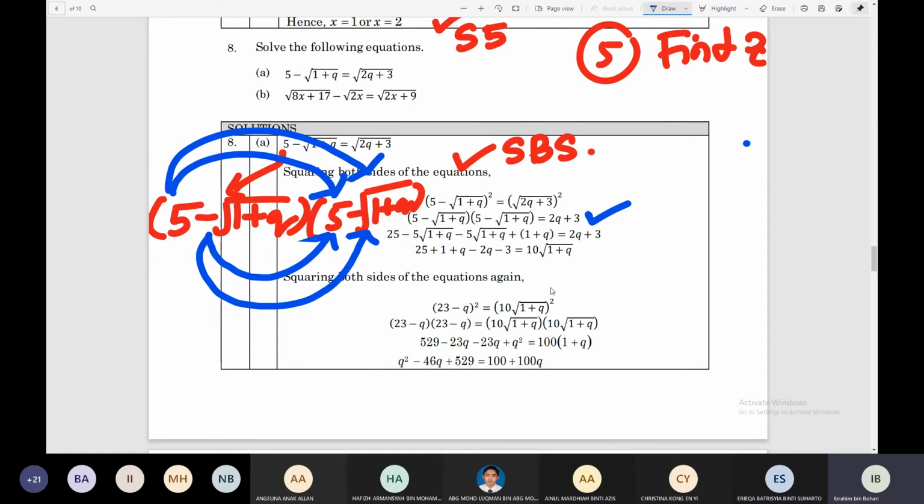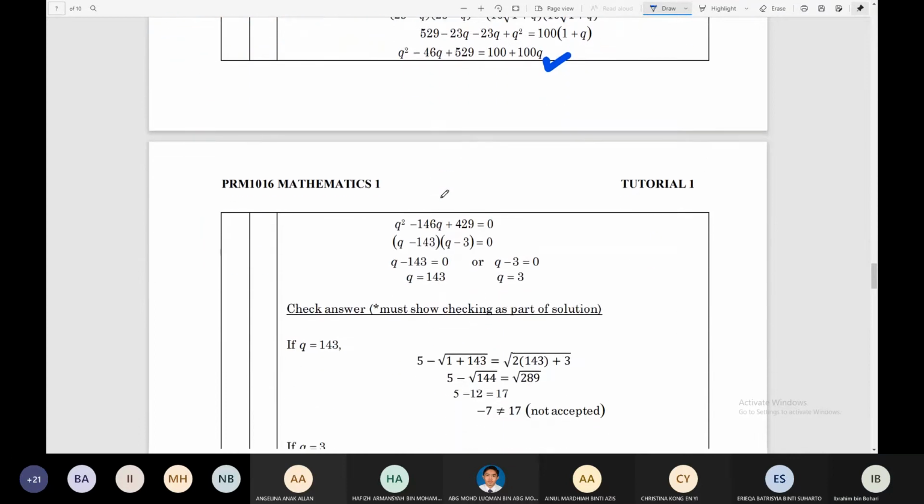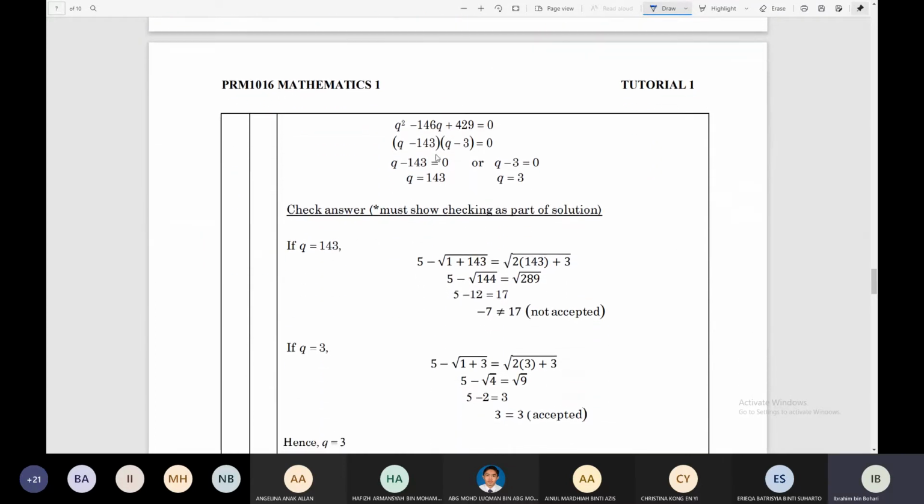And the second, squaring both sides again. This is the second time, SBS. Okay. So 23 minus q times 23 minus q, and here equals 10 root of 1 plus q squared. Okay. And then the answer equals q squared minus 46q plus 529 equals 100 plus 100q. Factorize the equation, (q minus 143)(q minus 3) equals 0. And q equals 143 and q equals 3.